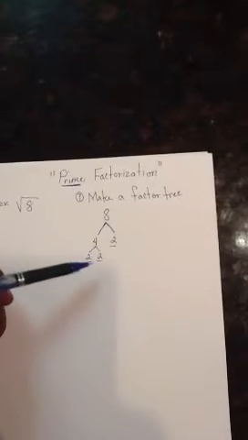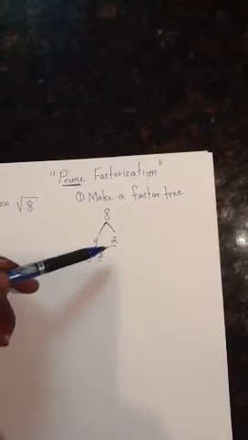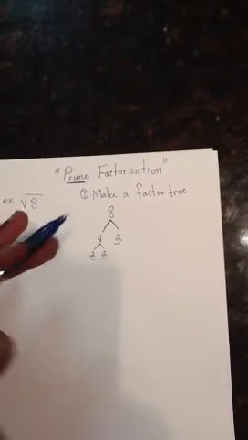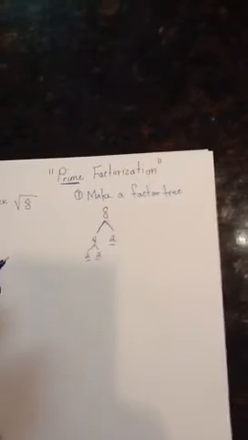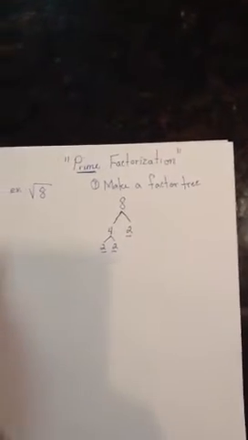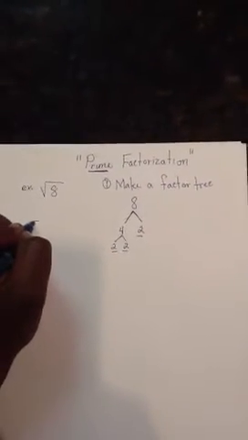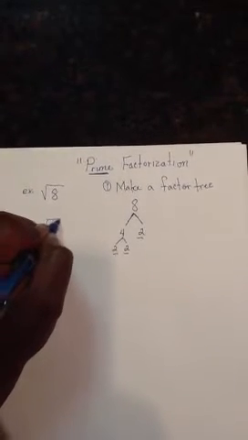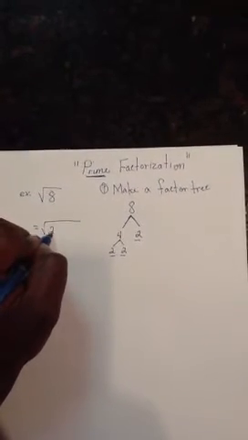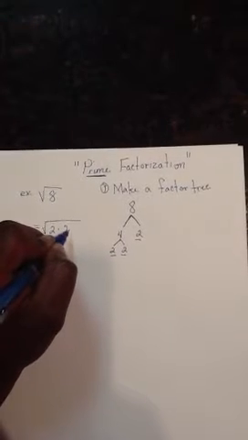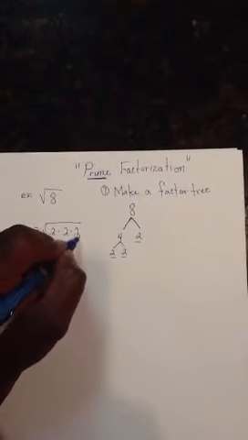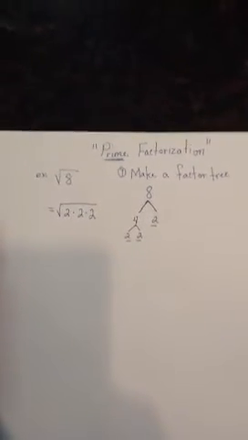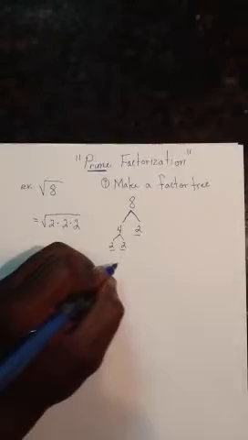Ask myself, is 2 prime? Yes. So now, we're good. We factored all the way down to its primes. So we can rewrite our square root of 8 as the square root of 2 times 2 times 2. Okay, we're almost done.